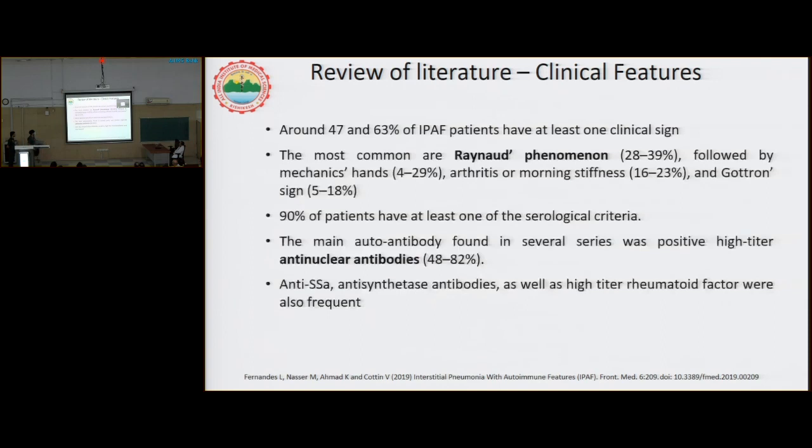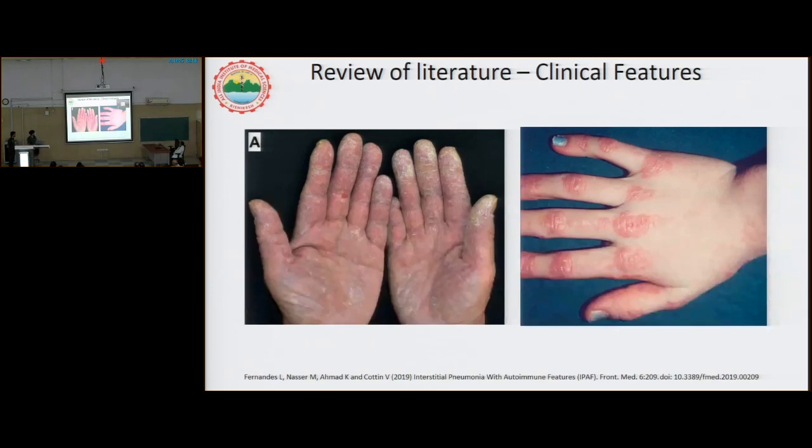The most common clinical feature in such patients was found to be Raynaud's phenomenon. However, it was not there in our patient, followed by mechanic's hands or polyarthralgias. And it has been found that 90% of such patients usually have one of the serological criteria positive, and that was the same in our patient, who had a high significant titer for ANA. This is just a representative image showing the mechanic's hands, and the second picture is that of Gottron's signs.